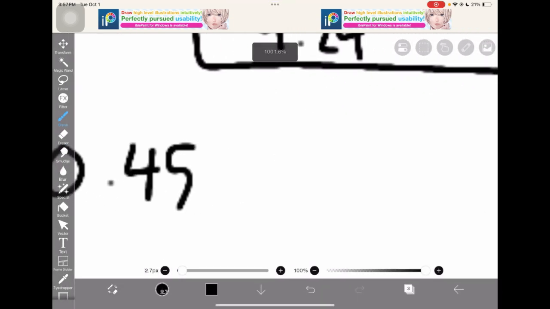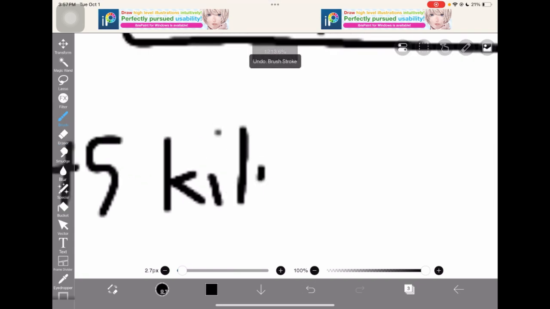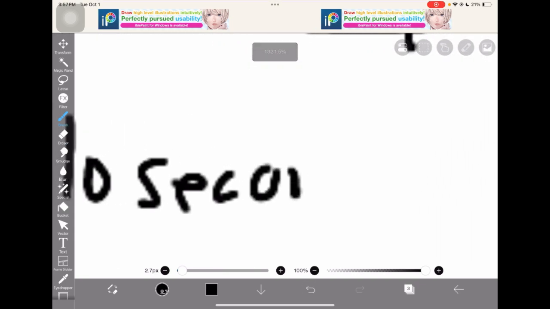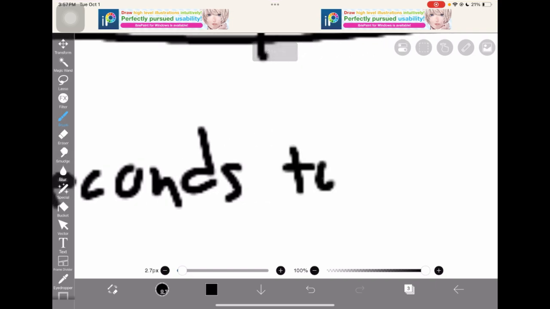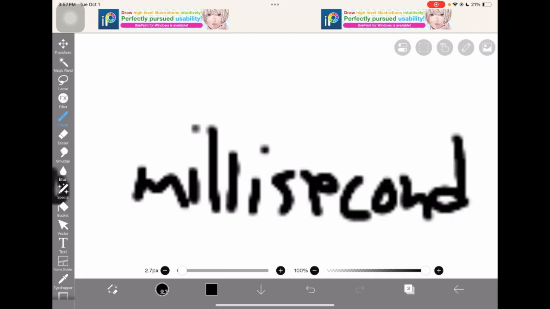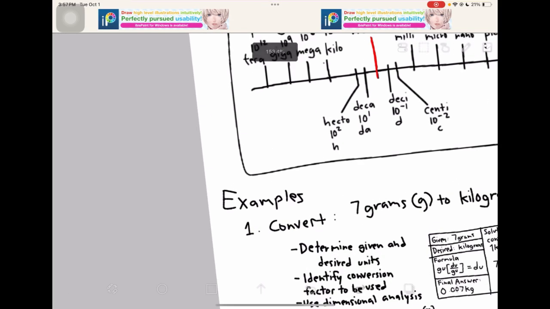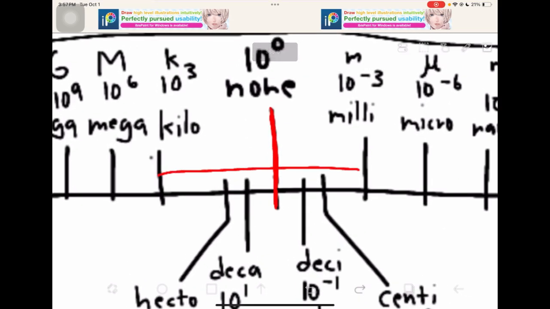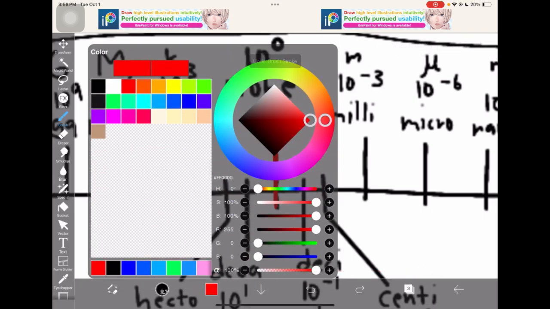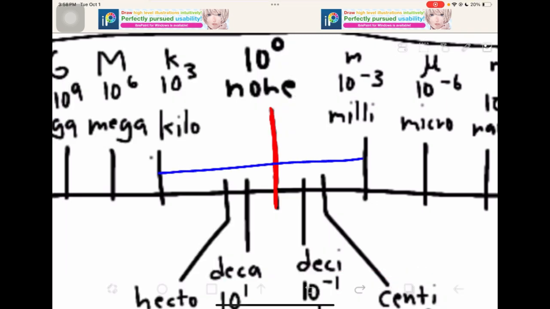0.45 kiloseconds to milliseconds. We're going to have to do a bit of visualizing here. So from kiloseconds to milliseconds, that's a jump of 6, because as you can see, 3 to 0 is 3, and then 0 to negative 3 is another 3. So the difference is 10 raised to 6. But we crossed the base unit, and we have to convert to the base unit first.